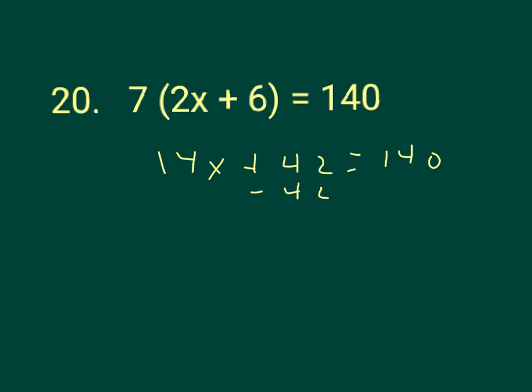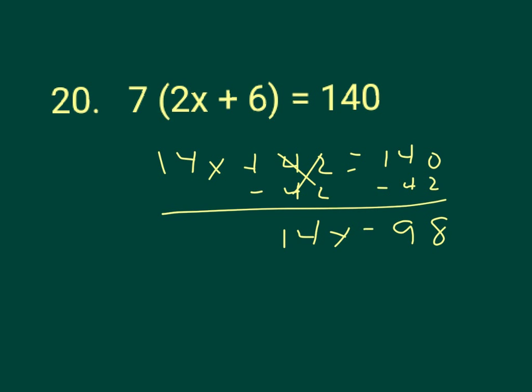Subtract 42 from both sides. That's a 0 pair. This is a 98. 14x equals 98. Now to undo multiplying by 14, we'll divide by 14.